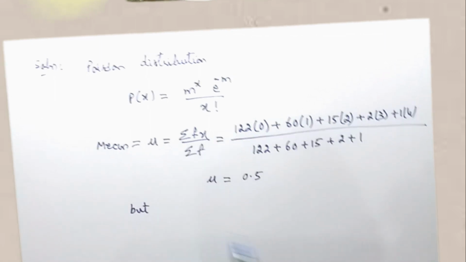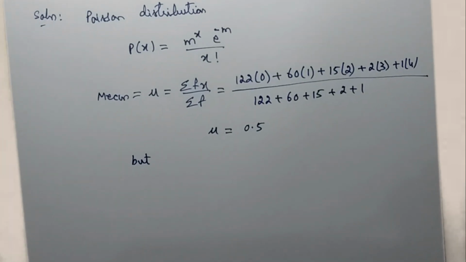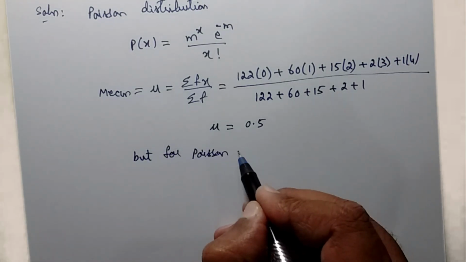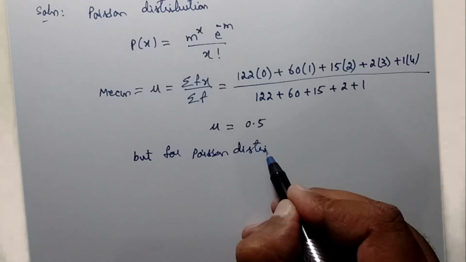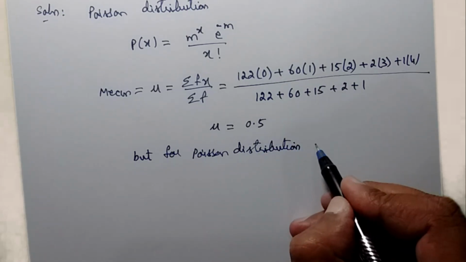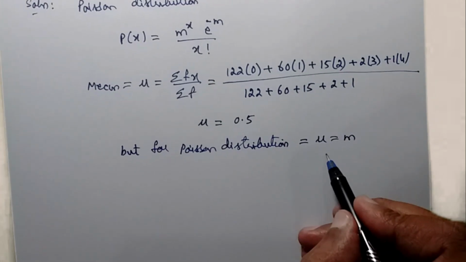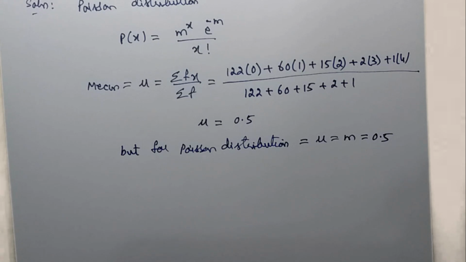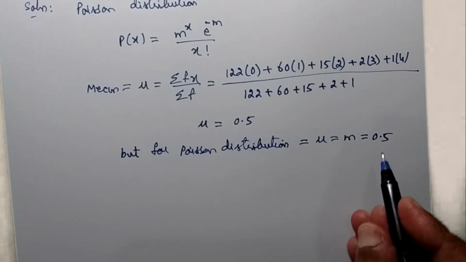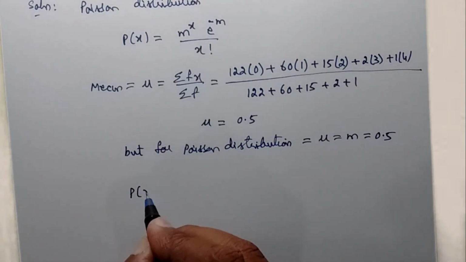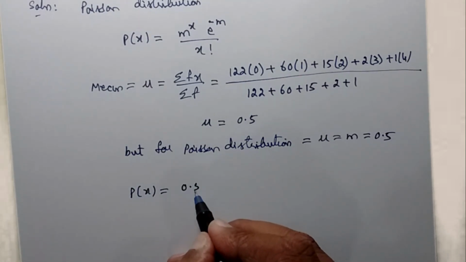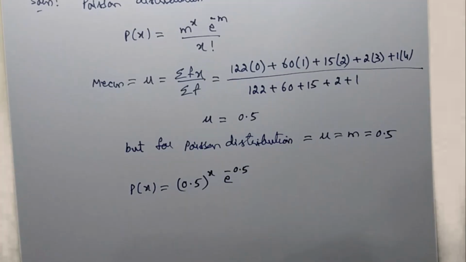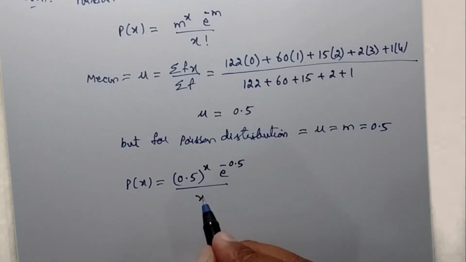But for a Poisson distribution, the mean is nothing but m. So therefore we'll be getting the value of m to be equal to 0.5. So the m value is known to us. Just plug in that value there. So we have p of x equals 0.5 to the power of x, e to the power of minus 0.5, divided by x factorial.